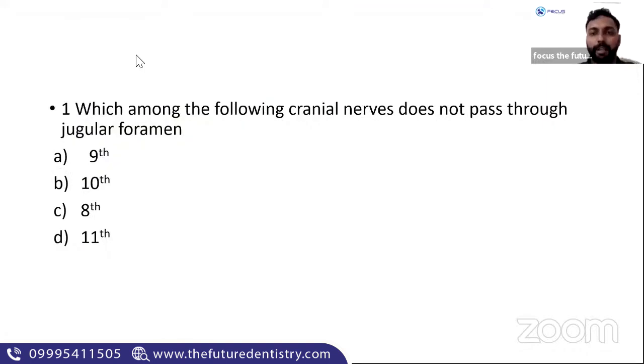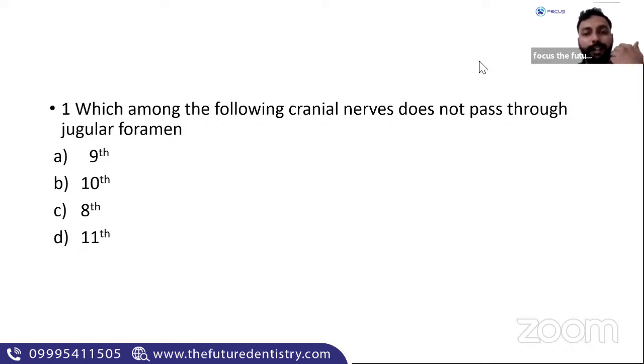Which among the following cranial nerves does not pass through jugular foramen? Excellent. So tell me which all cranial nerves pass through it and which is the exception. Yes, the 8th cranial nerve doesn't pass through it. 8th cranial nerve passes through which foramen or which particular structure? Internal acoustic meatus. Very good, excellent. And what other nerve goes through internal acoustic meatus? Excellent, facial.